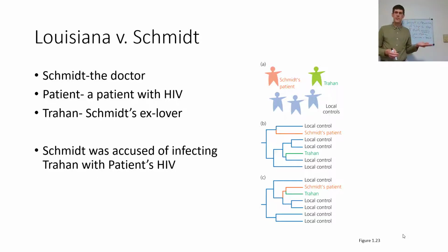Well, we have two hypotheses. Hypothesis B is that Schmidt's patient's HIV is completely unrelated to Trahan's HIV. This is what Schmidt would have said. Schmidt says, I did not infect Trahan with HIV. Trahan got HIV from another local group, in which case Trahan's HIV would be more similar to the local controls and would have a most recent common ancestor that is not similar to Schmidt's patients. Whereas Trahan said, I got my HIV from Schmidt, their patient. In this case, Schmidt's patient's HIV and Trahan's HIV would be very similar.